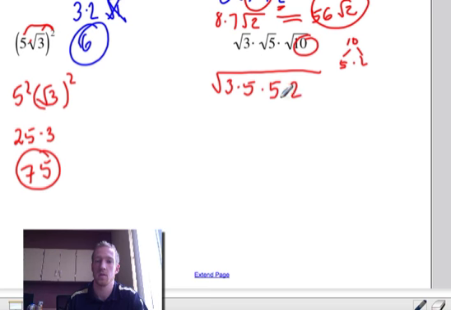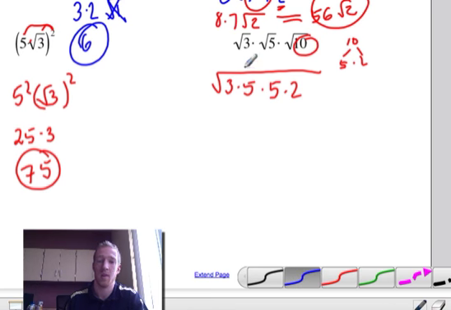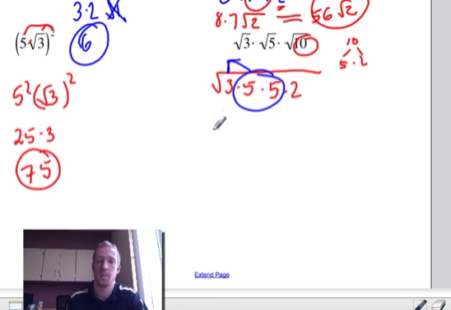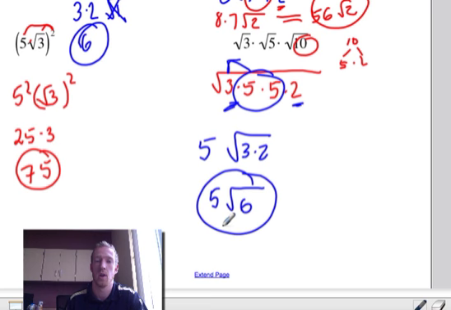Whatever's underneath is what gets multiplied. And now I got a pair of 5s. Take them out. So 5 root 3 times 2. The 3 is left underneath and the 2 is left underneath. So 5 times root 6. D-O-N-E. Done.